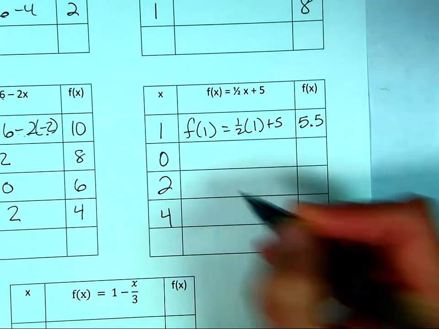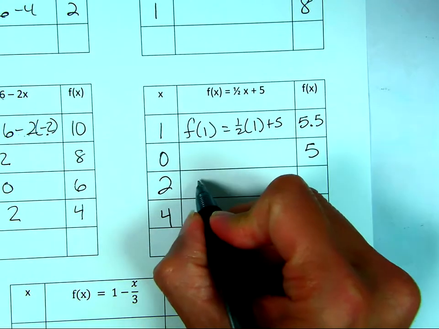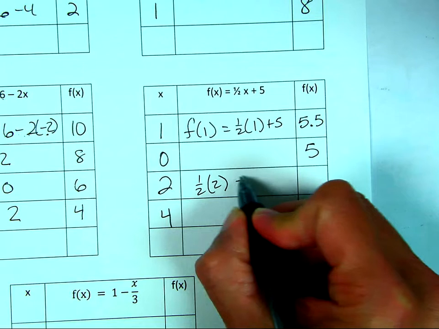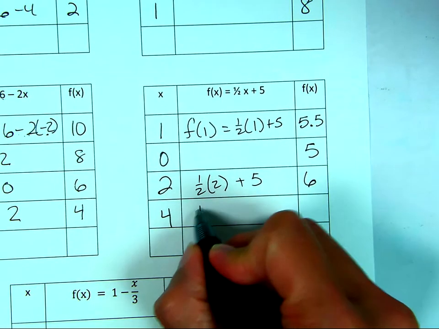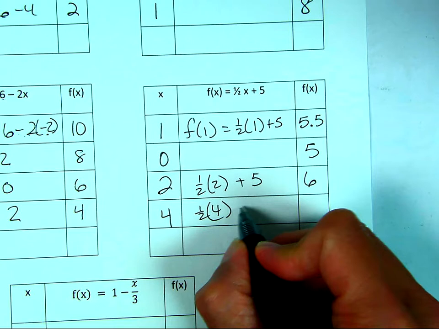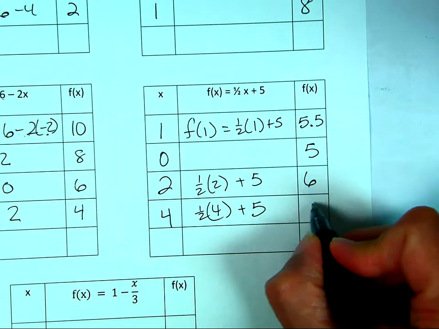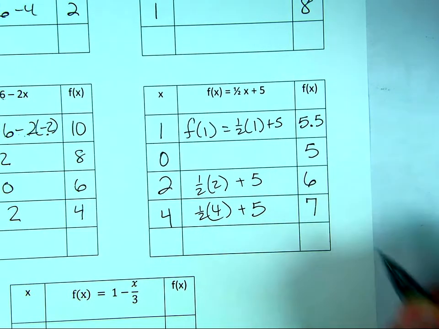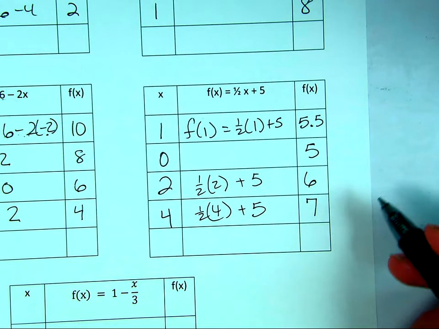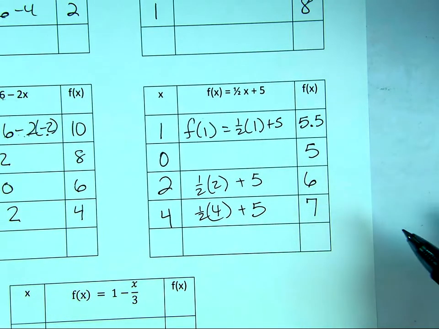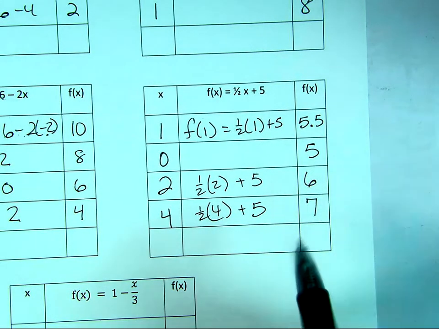So I'll put 0 in and I'll get a 5. I'll get 1/2 of 2, I know is 1, so 1 plus 5 is 6. 1/2 of 4 is 2, and plus 5 is 7. And so it avoids the decimals if you care. Some people don't care. Maybe you're using a calculator and you don't care if there's a decimal. But if you want to, you can avoid it like that.